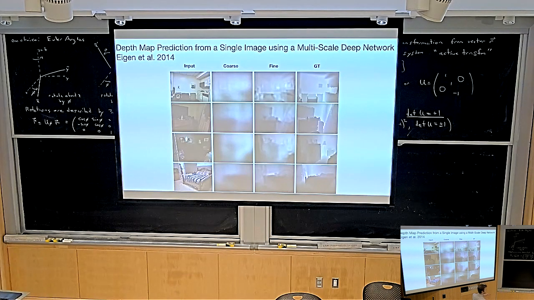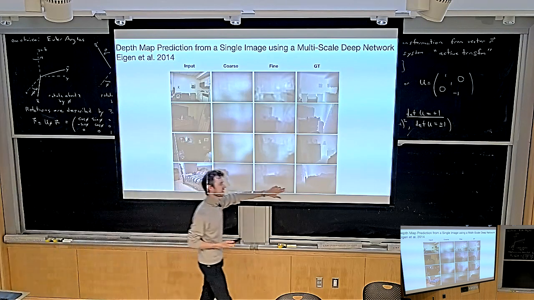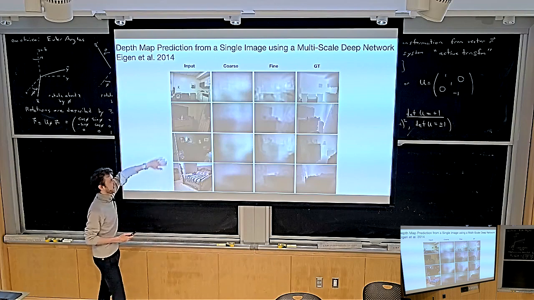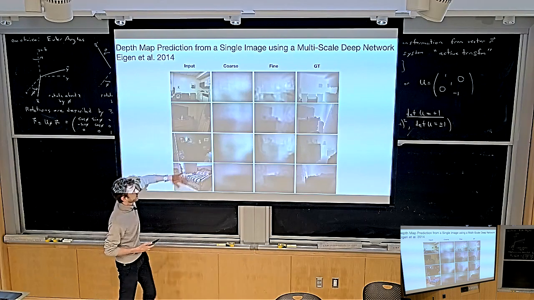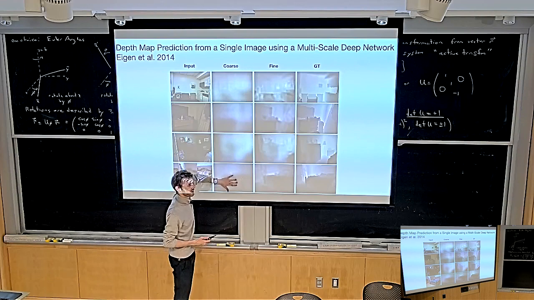So this is what it looked like. On the right-hand side you can see the ground truth depths that they collected with a depth camera, I think. And then on the left you can see the input, and this is the output of the coarse model. This is the output of the fine model. Later in the class, we'll actually talk a lot about why this looks the way it looks. This is actually something that is non-obvious.